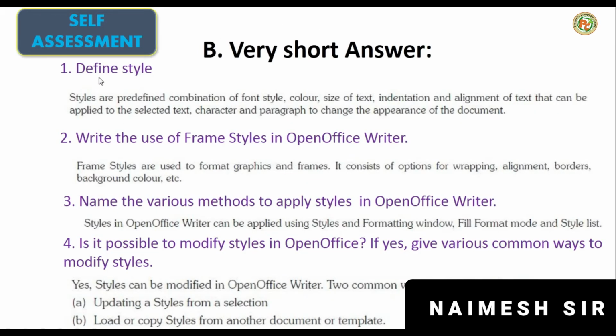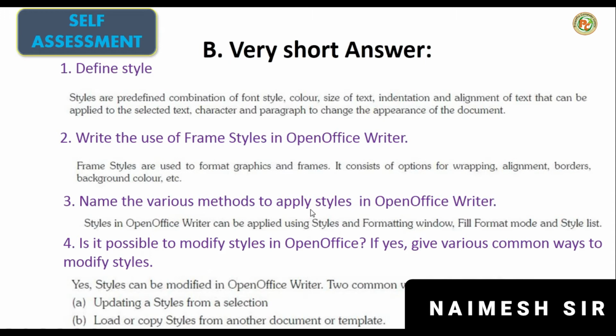Now short question answers. Number 1, define style. Styles are predefined combinations of font styles, colors, size of text, indentation, and elements of the text that can be applied to the selected text, characters, or paragraphs to change the appearance of the document. That is called styles. Write the use of frame styles in OpenOffice Writer. Frame styles are used to format graphics and frames. It consists of options for wrapping, alignment, borders, background color, etc.